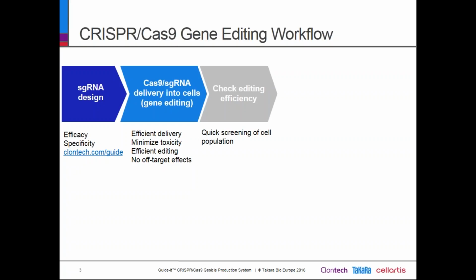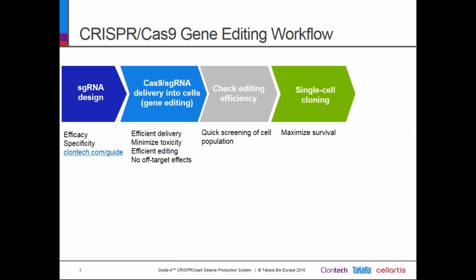You can then quickly check editing efficiency in your cell population. There are different tools available on the market for this quick screening of cell populations. We also have a tool called the Mutation Detection Kit, and I will show you some results using this kit later in this talk.